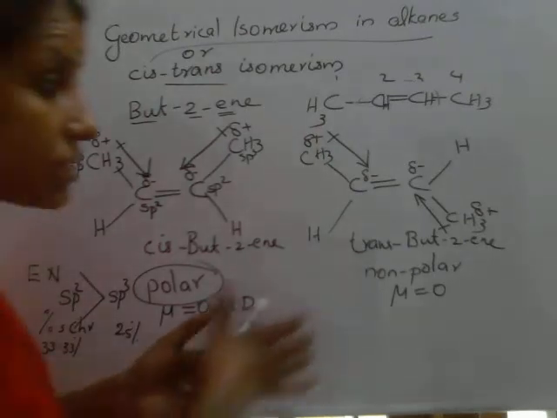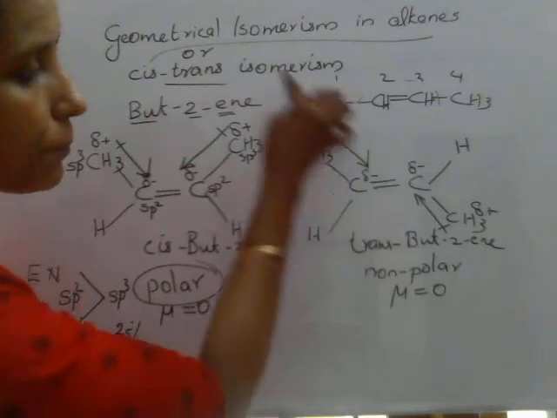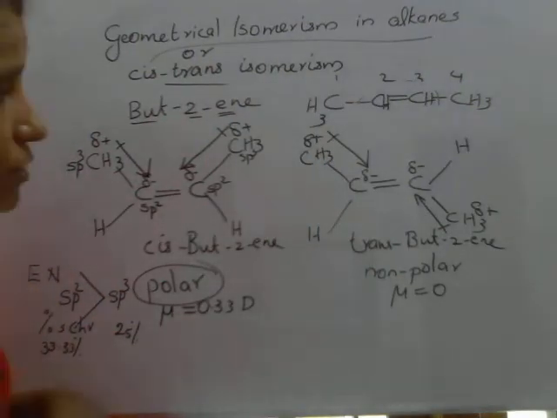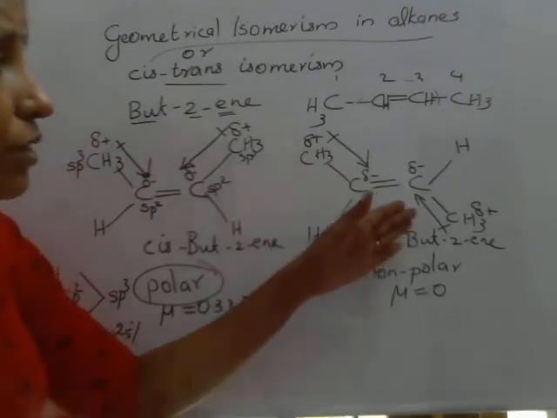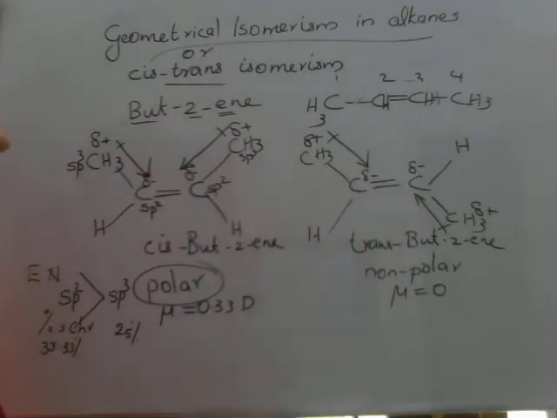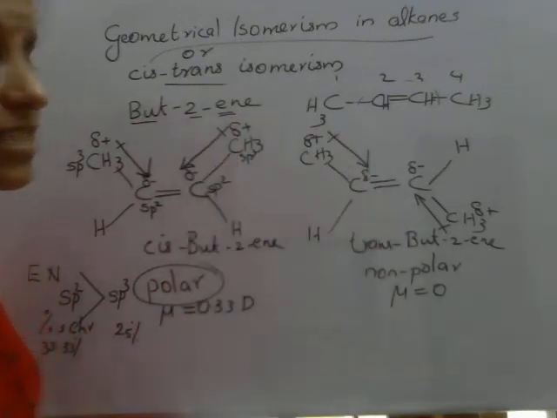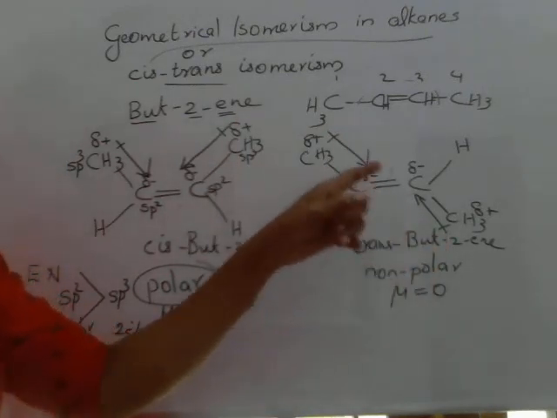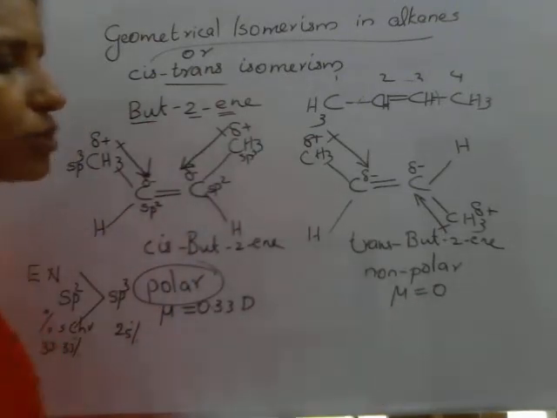See, so this bond, the second bond, the bond dipole acts in the upward direction, right? The first one, the bond dipole acts in the downward direction. These two bond dipoles have equal magnitude, but they act in opposite directions. So what happens? They cancel each other. Bond dipoles of the two C-CH3 bonds cancel out each other. So net dipole moment equals 0.